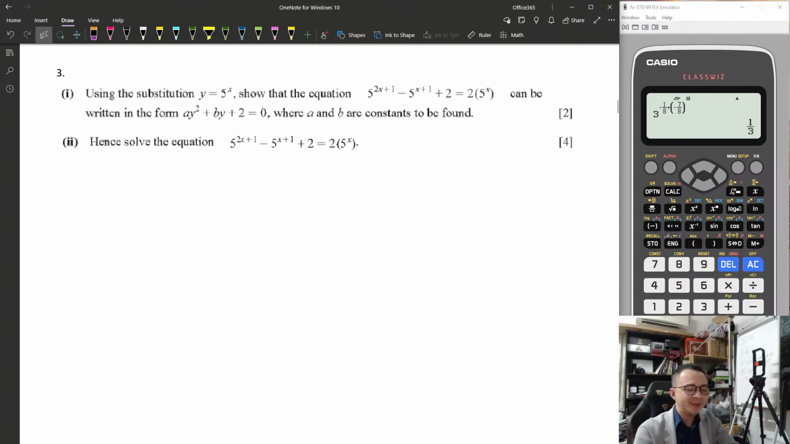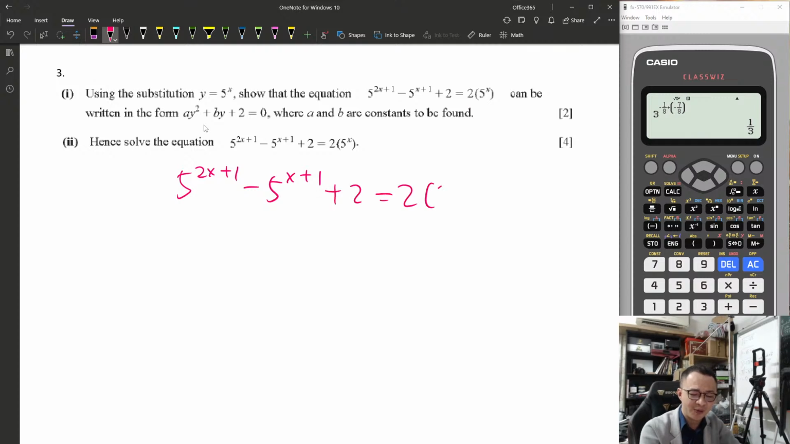Okay, let's have a look at the third question here. Using the substitution y equals 5 power x, show that the equation can be written in the quadratic pattern, where a and b are constants to be found. I'm going to do the same substitution like what I did in the first question. So let me copy the question first. 5 power x plus 1 minus 5 power x plus 1 plus 2 equals 2 times 5 power x.